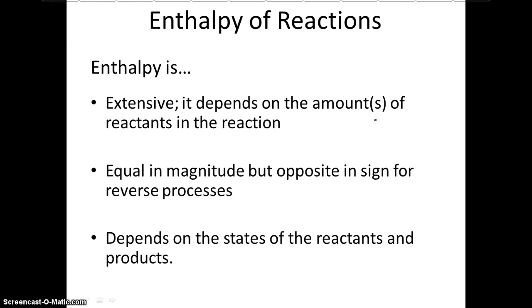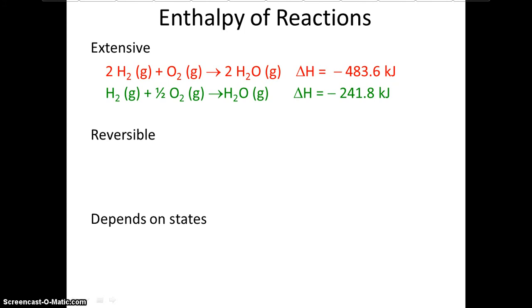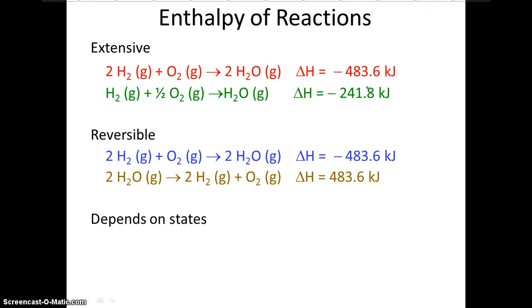And then it depends on the states of reactants and products. You haven't seen that yet, but I'll show you an example in just a minute. So to show you it's extensive, just to remind you, looky here, we have 2 hydrogens making 2 waters with an oxygen. If I take half as much stuff, 1 hydrogen with a half oxygen to make 1 water, the energy is divided exactly in half, as you can see right here. Reversible, well, if I'm making water, it's negative. If I break water, it's positive. It takes energy to split water.